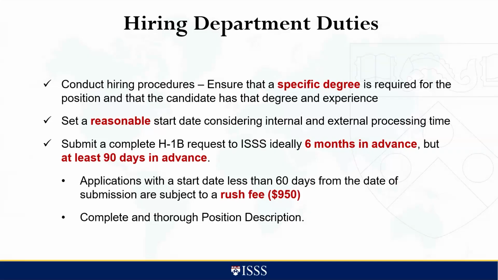submitting an H-1B request to us at ISSS 6 months in advance is the best time because that gives us the most amount of time to work on the petition. Petitions can't be submitted in any way more than 6 months prior to the start date. So 6 months gives us the most amount of time, and at least 90 days in advance. That's the ideal time frame that we internally can work with. Applications with a start date less than 60 days out are subject to a rush fee. And that's how it goes because of our processing time and how things can get tied up.